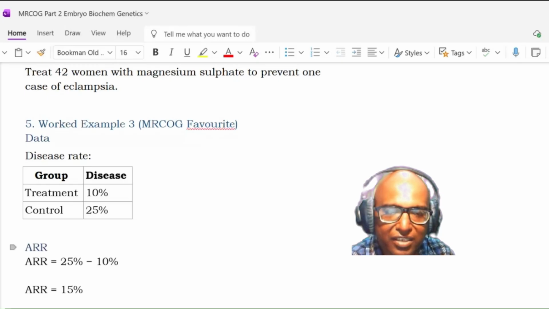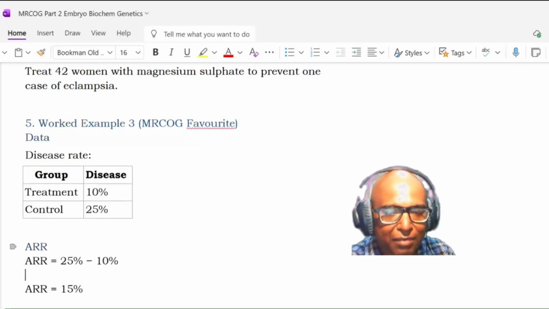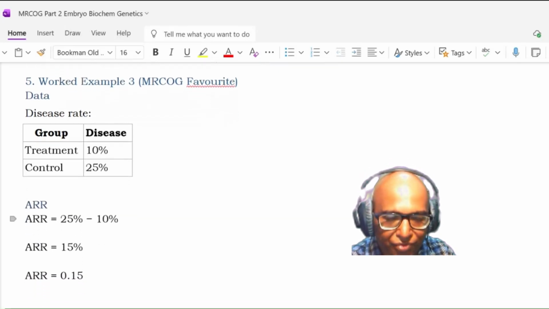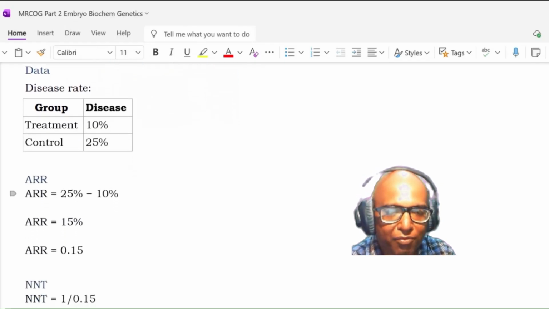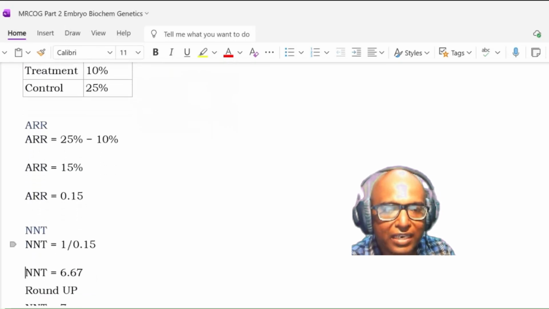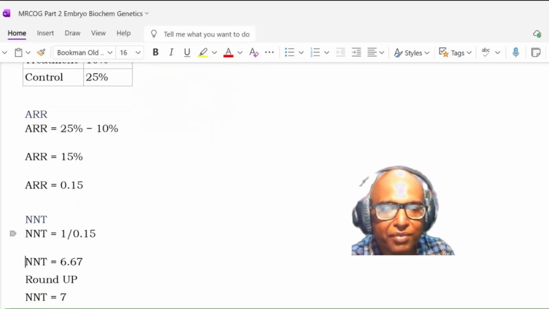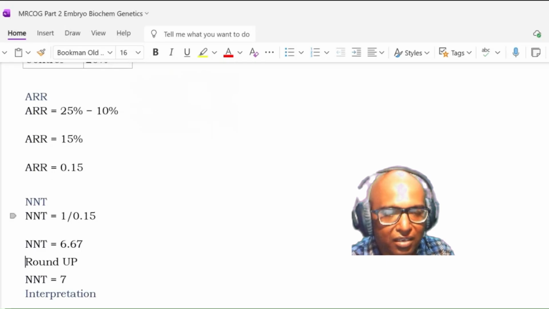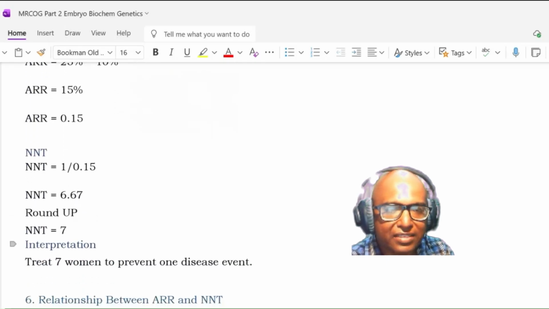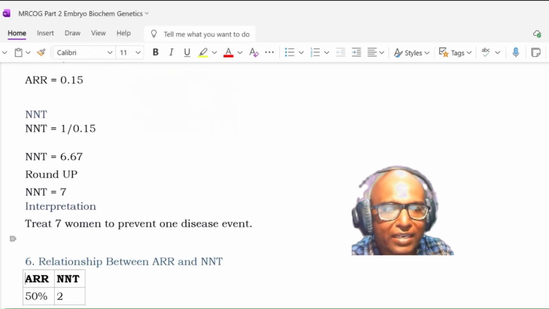Now we have to convert this into decimal. Okay, so 15 upon 100 is 0.15. Then we will use the formula for NNT, that is 1 upon ARR, that is 1 upon 0.15, that is 6.67. So we will round it up to 7 to get the NNT. So treat 7 women to prevent one disease event.